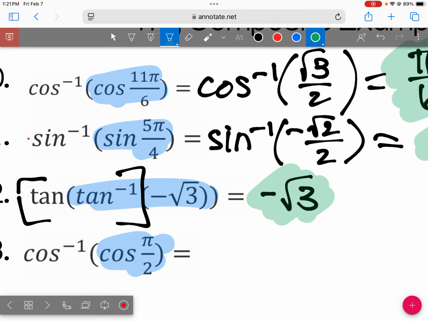Okay, so then Anna told us that negative root 3 is at negative pi thirds. So tangent of negative pi thirds is what? Negative root 3. So when those two functions match and that original inside value was within your domain, you're just going to end up in the same place. So cut out the middleman, save yourself some work, and just recognize that those two functions basically cancel each other out.